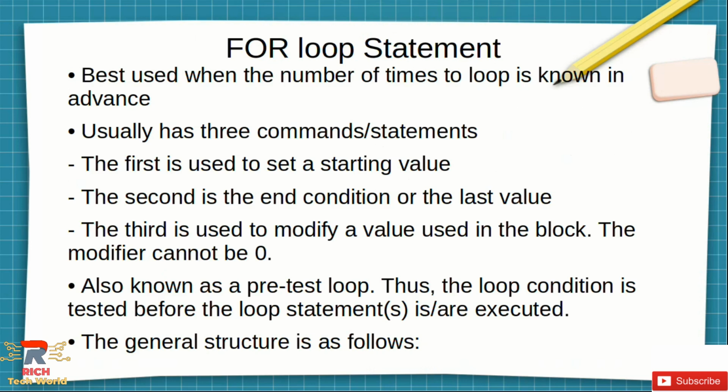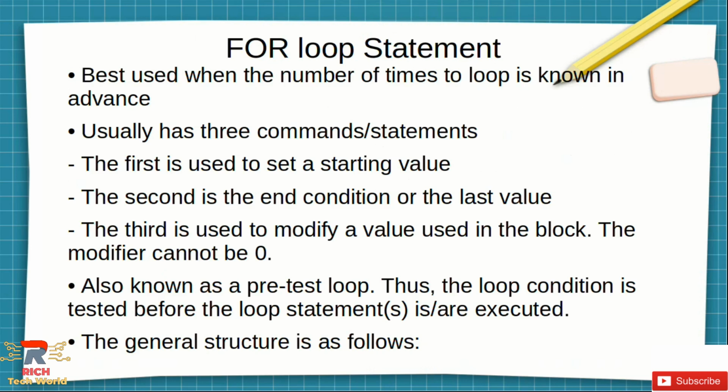Another thing I want you to know is that it's also a pretest loop. When we say a pretest loop, it just means that the condition is checked before the action inside the loop is executed. So with the for loop, the condition is first checked to see if it's true. If it's true, then it moves into the loop and runs whatever you have in the loop.